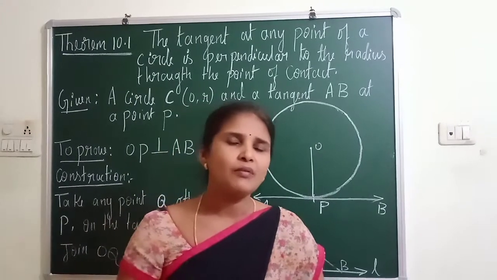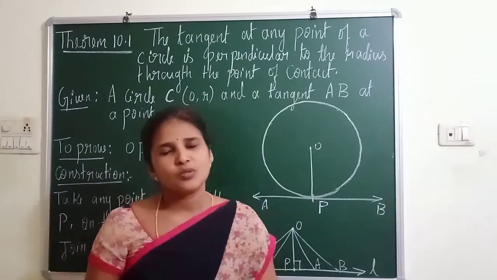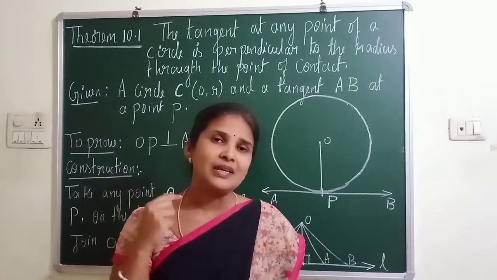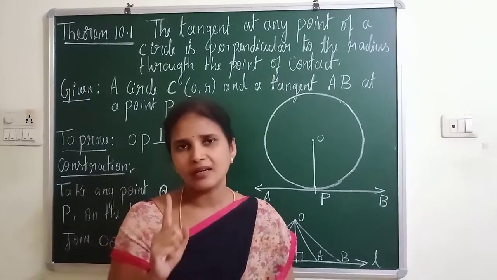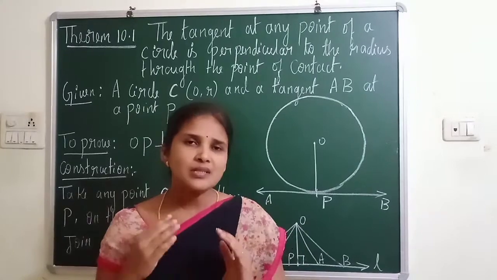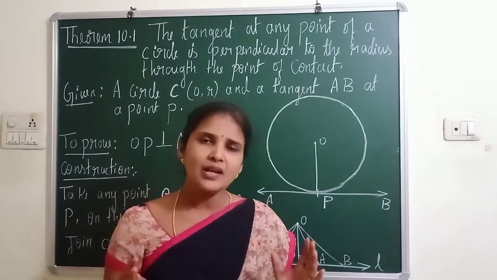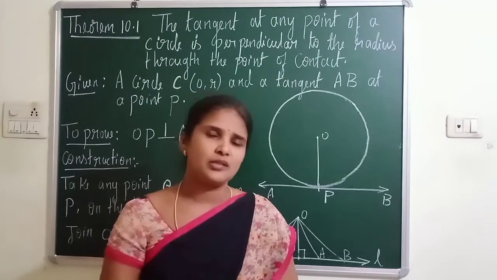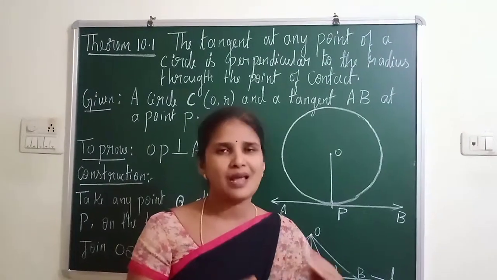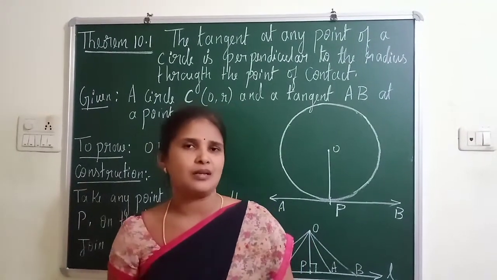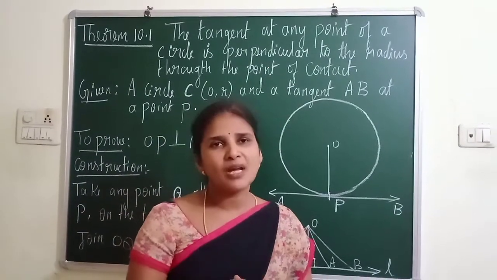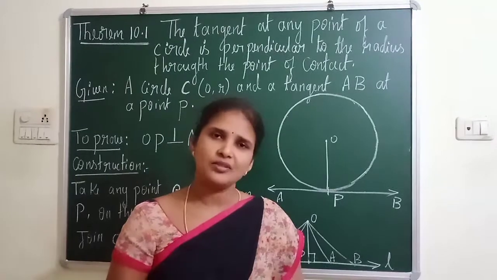So let us recall one by one. Tangent is a line which meets a circle, or intersects the circle, exactly at one point. And what is secant? Secant is also a line, but it intersects a circle at 2 points. So this is the difference between a tangent and a secant. Compared to secant, we use tangent much more in this chapter.